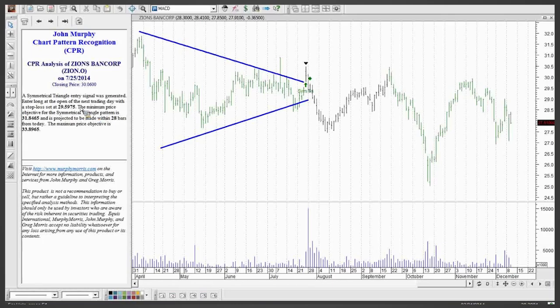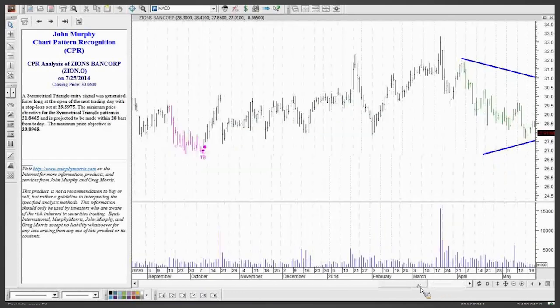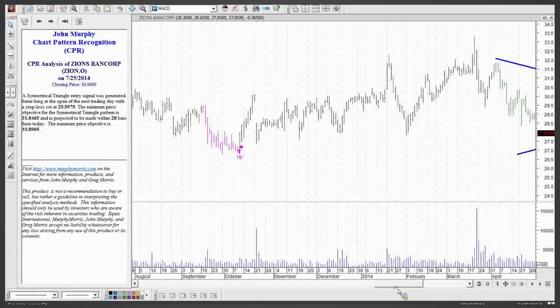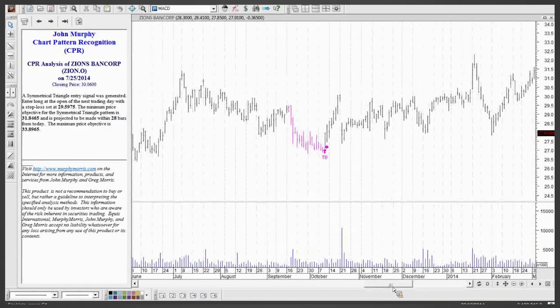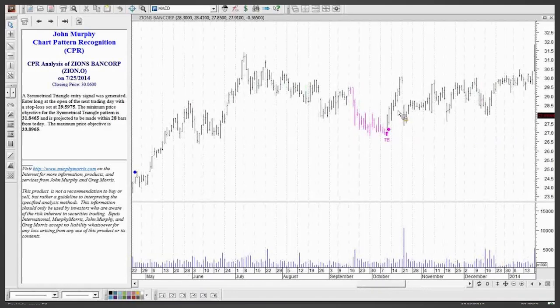Now it's also going to give you basically a projection of where it's going. So the symmetrical triangle pattern is 31.8, etc., and is projected to be made within 28 bars from today. Maximum trade price objective is 33.8. So we can actually scroll back and look at these different patterns based off of the expert advisor.